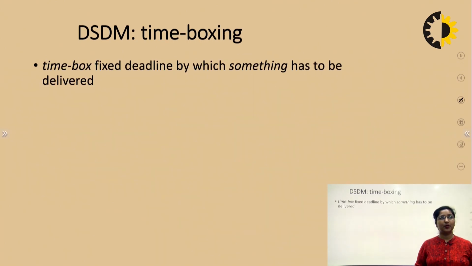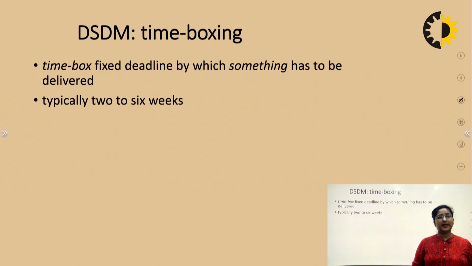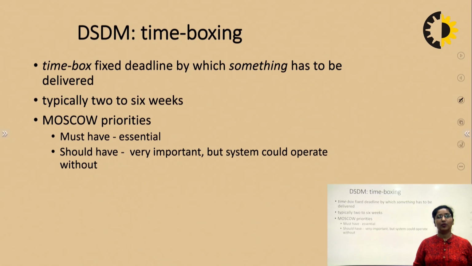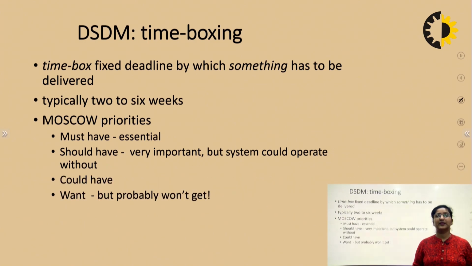So, this is time boxing of DSDM. A time box is a fixed deadline by which something has to be delivered, and it is more or less from 2 to 6 weeks. And we have MoSCoW priorities for it. What are MoSCoW priorities? Must have, that is essential. Should have, that is very important, but the system could operate without it. Could have, that is wanted, but probably won't get.